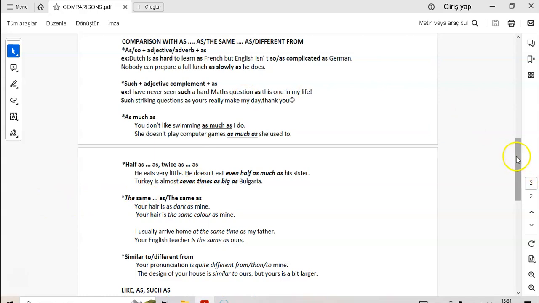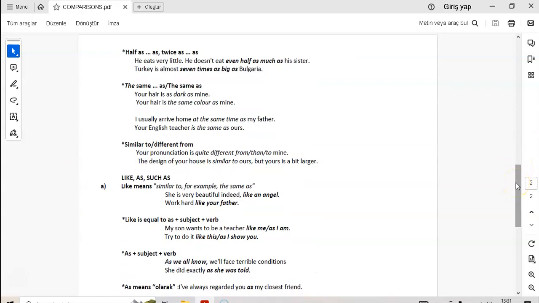And half as much as, or twice as much as. Twice means 2 times as much as, half means half of how you do it. He's very little, he doesn't even eat as much as, half as much as his sister. And so also you make a comparison between Turkey and Bulgaria, and so you say Turkey is almost 7 times as big as Bulgaria.